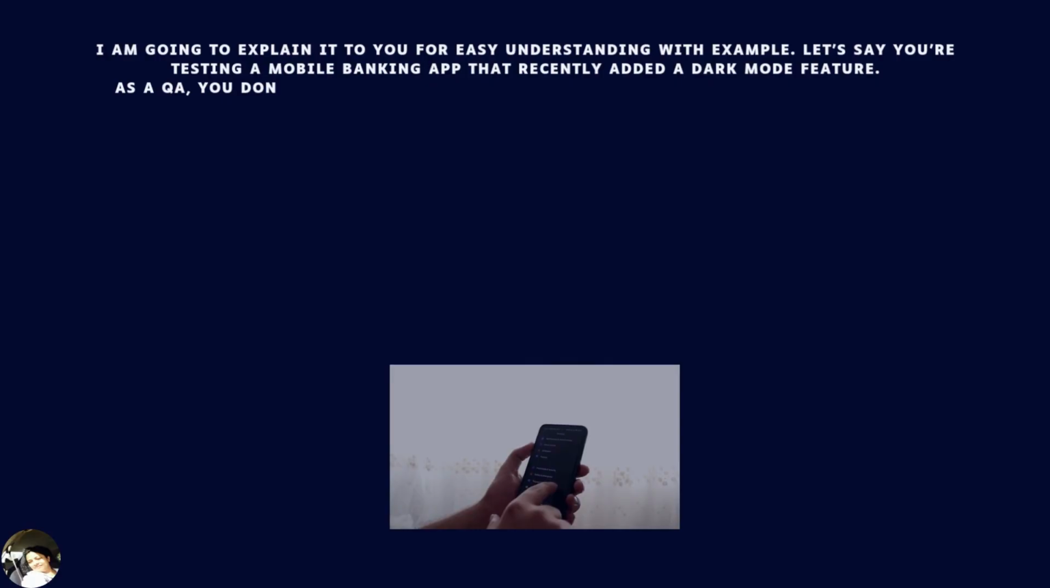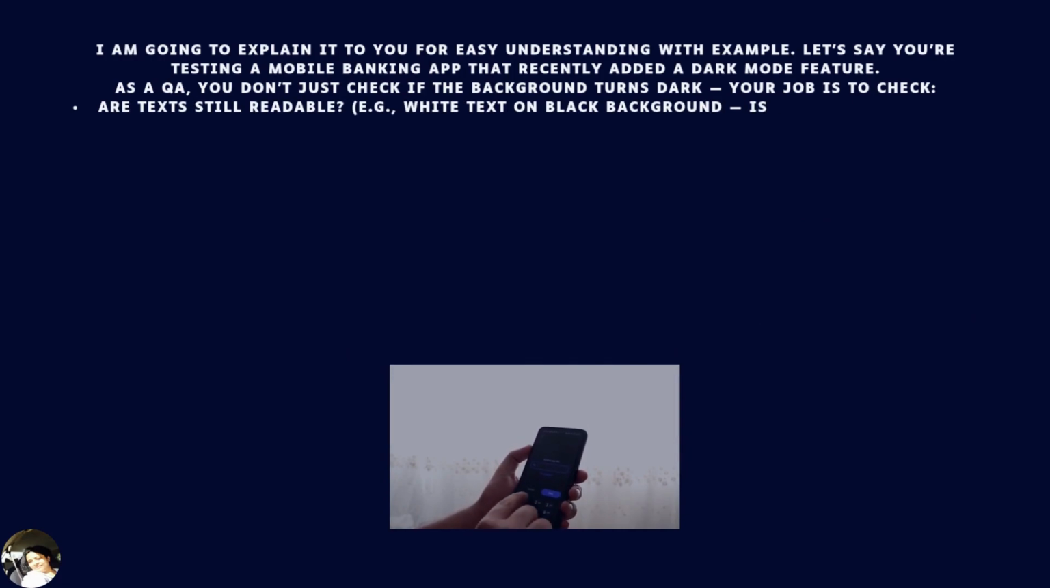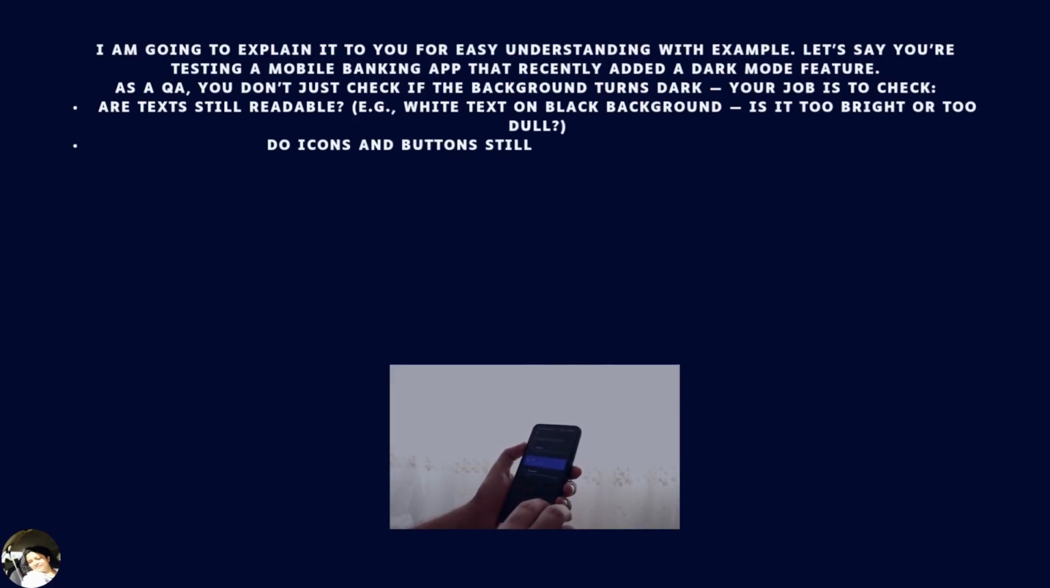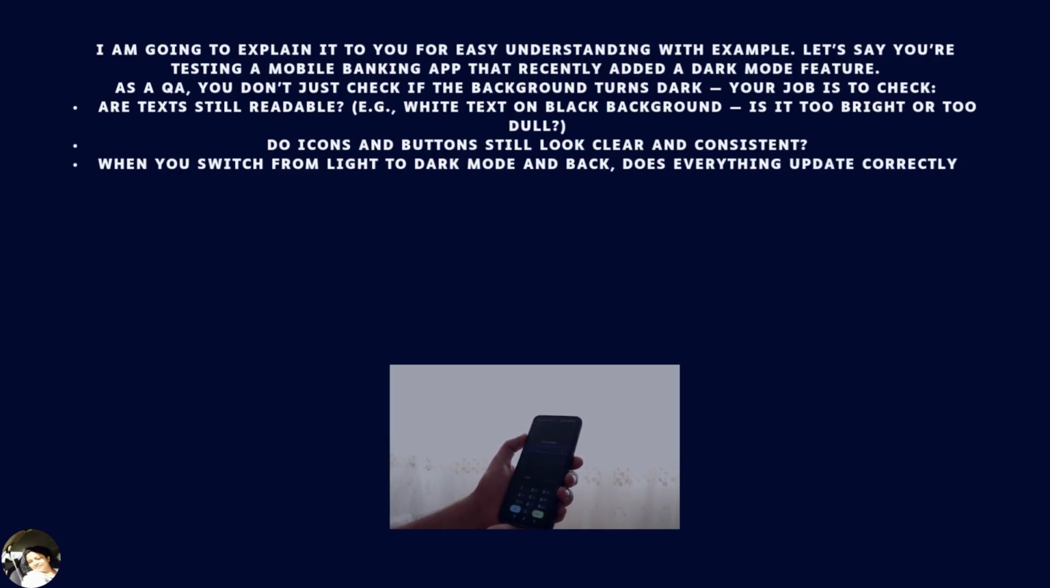As a QA, you don't just check if the background turns dark, your job is to check are texts still readable? Example, white text on black background, is it too bright or too dull? Do icons and buttons still look clear and consistent? When you switch from light to dark mode and back, does everything update correctly or do some screens stay stuck?